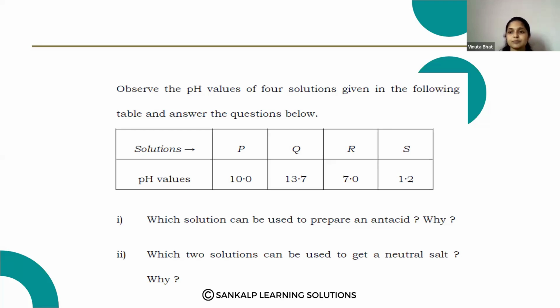Because the reaction between a strong acid and a strong base forms a neutral salt. For example, sodium hydroxide, the strong base, and HCl, the strong acid, form sodium chloride, which is a neutral salt. Here, Q with pH 13.7 and S are used to get the neutral salt, because 13.7 is a strong base and S with pH 1.2 is a strong acid. So a neutral salt will be obtained. Okay.